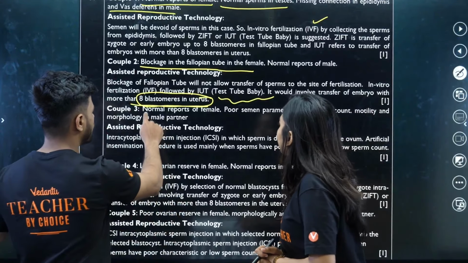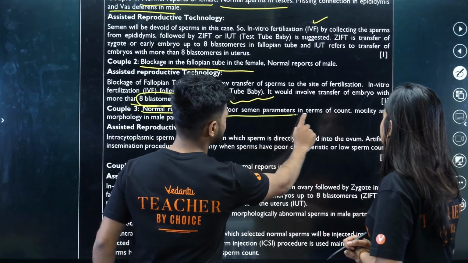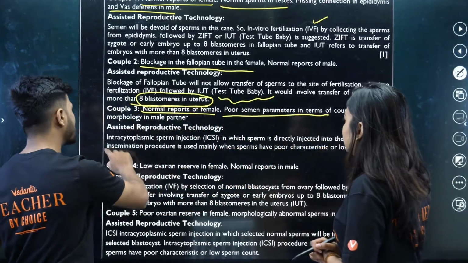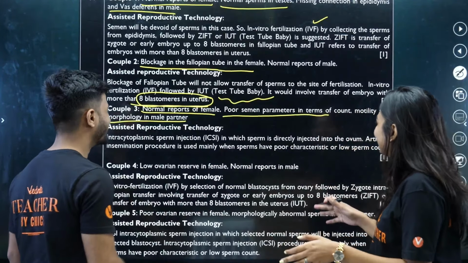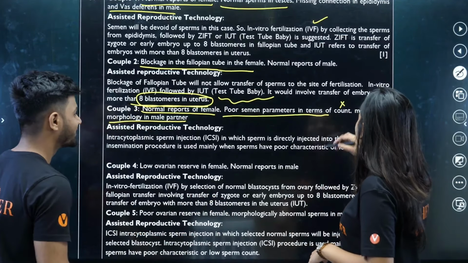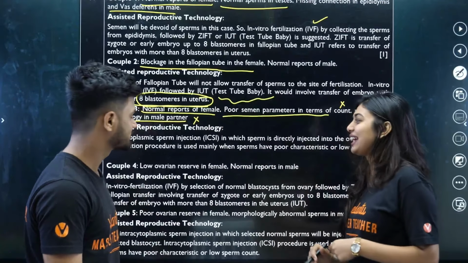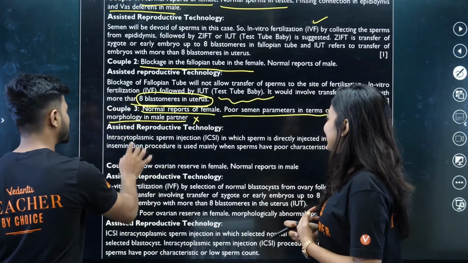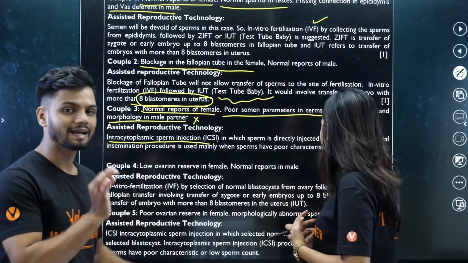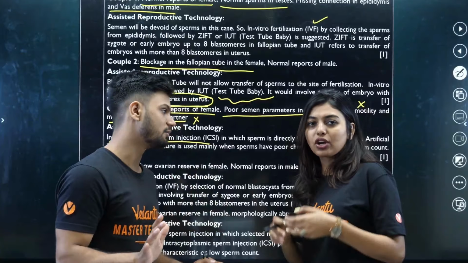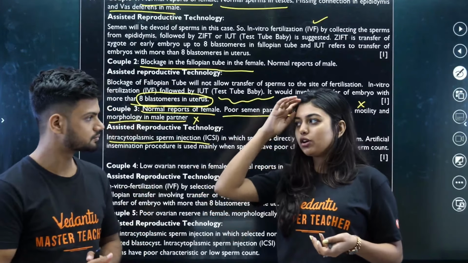Couple number 3. Normal reports of female. Female is normal now. Poor semen parameters in terms of count, motility and morphology of the male partner. Total damage. Count also is not there, movement also is not there, nor the morphology to reach the ovum. Nothing is there. So what do we give, ma'am? Directly intracytoplasmic sperm injection, ICSI. Sperm is directly injected into the ovum, because the sperm will not be able to reach or travel.